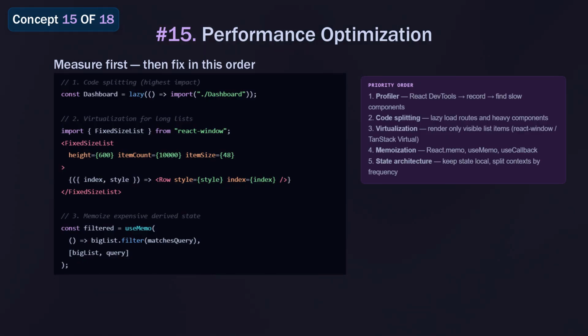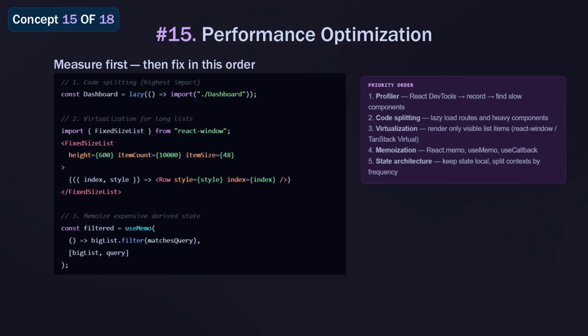The highest impact optimizations, in order. First, code splitting with React Lazy. Don't ship code the user doesn't need. Second, virtualization for long lists. If you're rendering hundreds or thousands of items, only render what's visible in the viewport. Libraries like React Window or TanStack Virtual handle this.